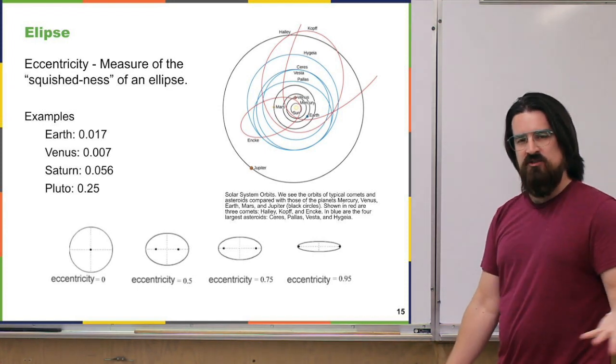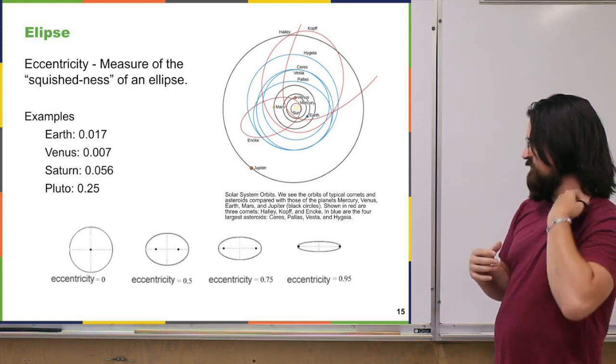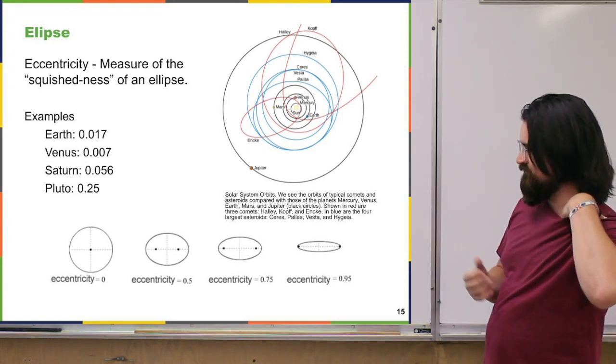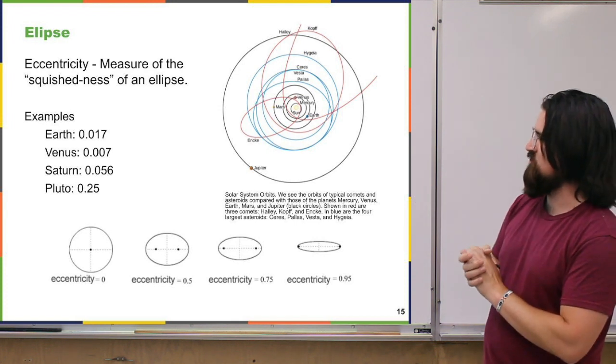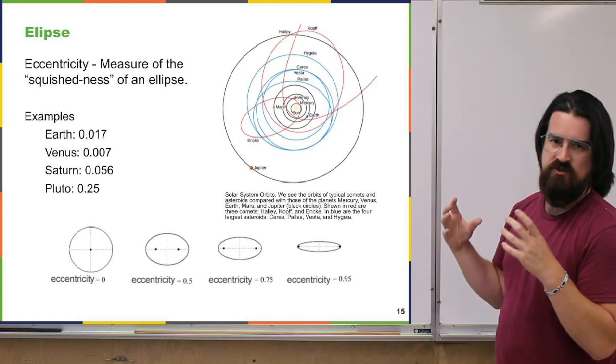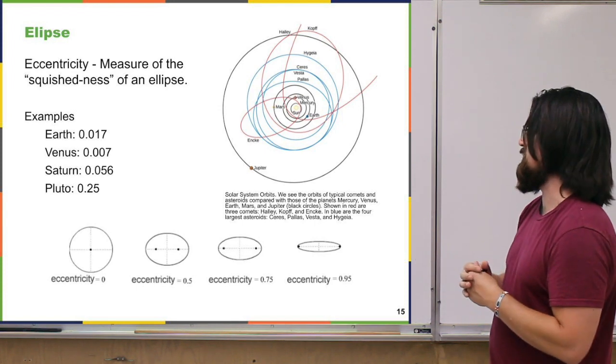Probably one reason why it took so long to realize that they weren't circles, they're just really close to being circles. Except for, say, Pluto, 0.25. Still fairly close to being a circle, but it's quite a lot more elliptical than the planets' orbits are.